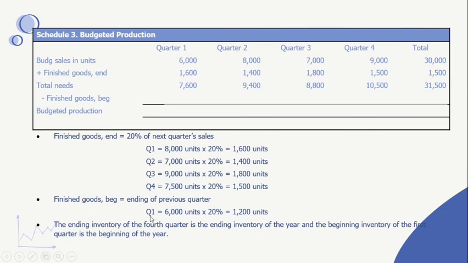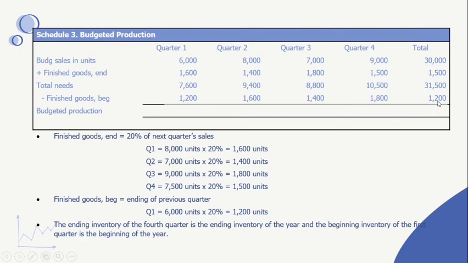So, sa quarter 1, ang 6,000 units times 20%. So, 1,200 units. Then, kani, i-bring down rani siya. Kaning 1,6 and bitaw sa quarter 1 is the beginning of quarter 2. So, then, ang end sa quarter 2, beginning of quarter 3. Ang end sa quarter 3, beginning of quarter 4. So, the ending inventory of the fourth quarter is the ending inventory of the year. And the beginning inventory of the first quarter is the beginning of the year.